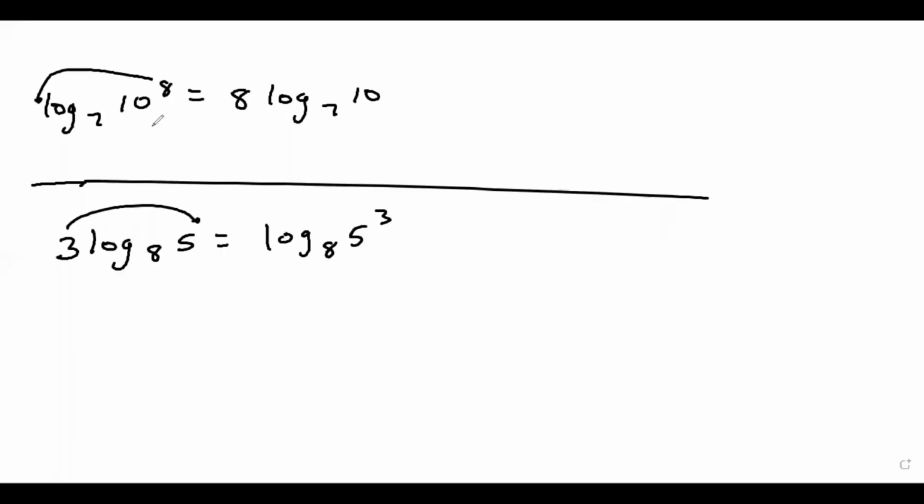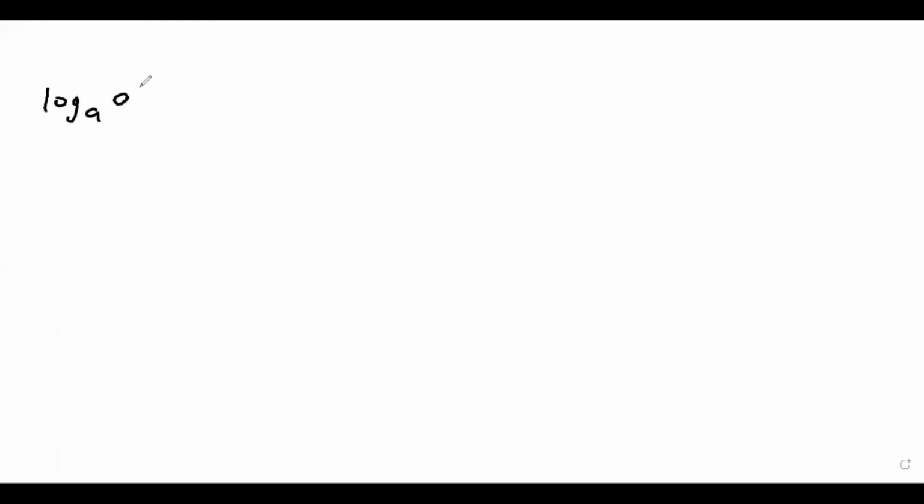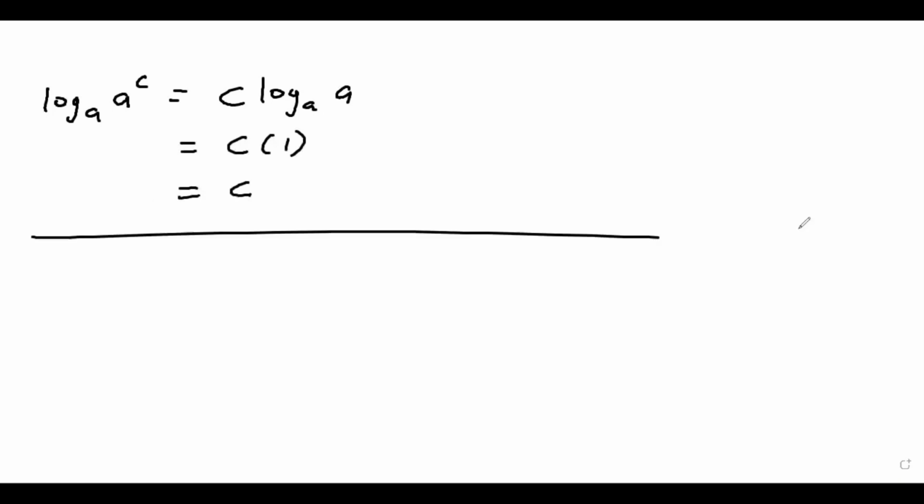Now the last one we have is, let's say we have log base a of a to the c. So what we do, take the c to the forefront, so we'd have c log base a of a, and we know that log base a of a is 1, so that'll be c times 1, which is the same thing as c. For example, let's say we have log base 8 of 8 to the 4. We take the 4 to the forefront, and then we have log base 8 of 8. So that's 4 times 1, which is 4.